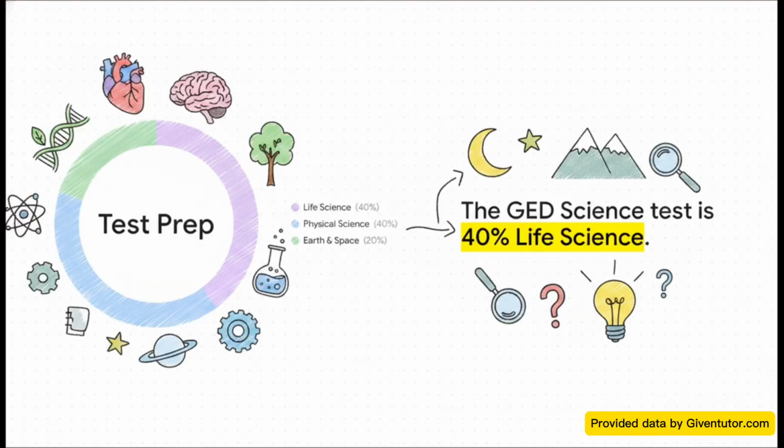What's really interesting is how this test is actually divided up. Life science makes up a massive 40% of your entire 90-minute exam. Physical science is another 40%, and earth and space science wraps up the remaining 20%. Since life science is such a huge chunk, mastering topics like human health is literally the best use of your study time. It represents about 16 out of the 40 questions you're going to face.